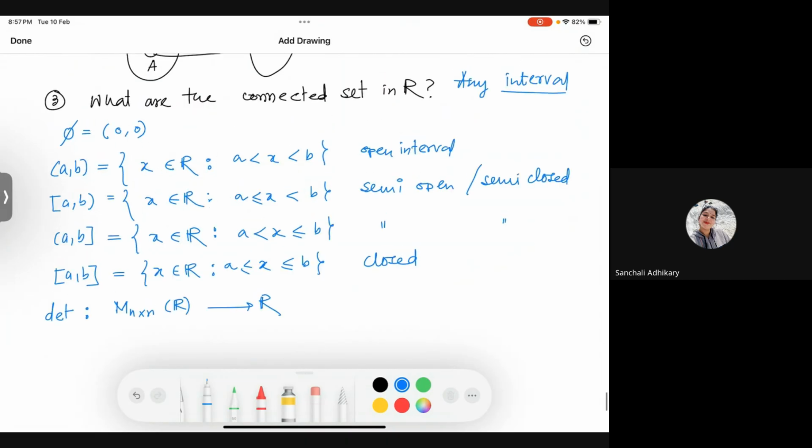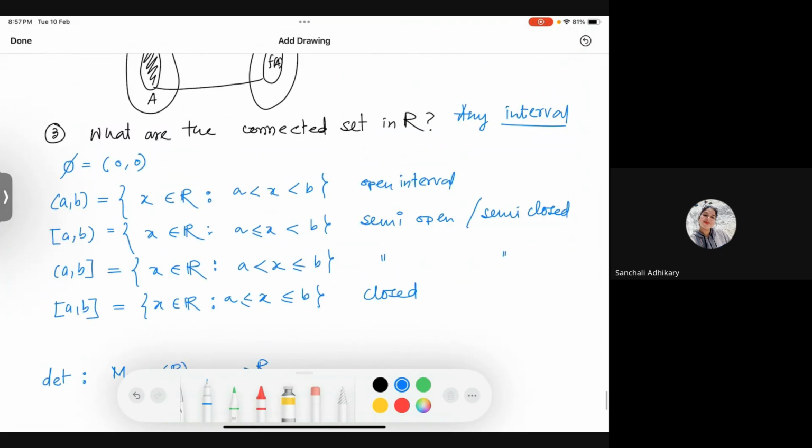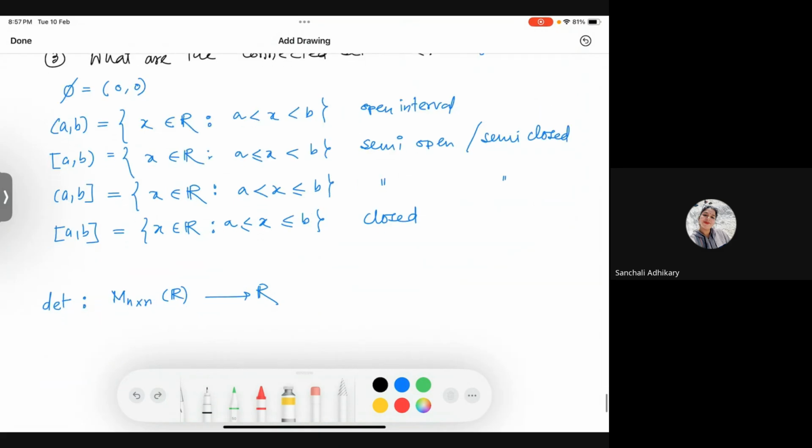So any interval is a connected set. I will not tell the actual definition of connected set in this group theory lecture.